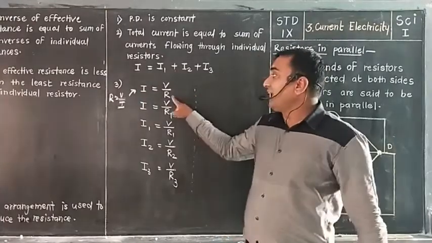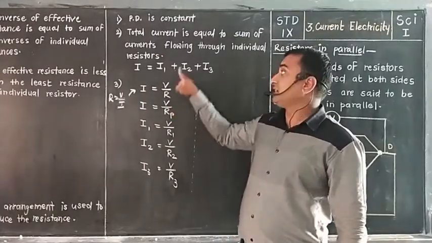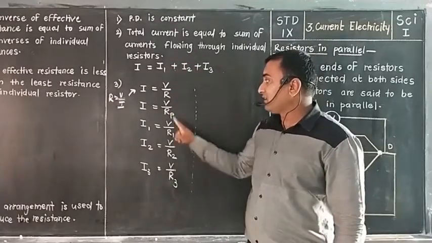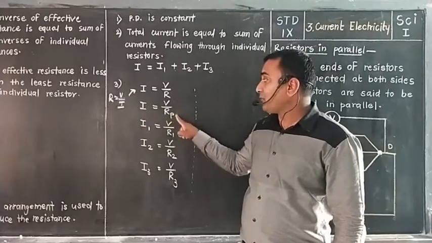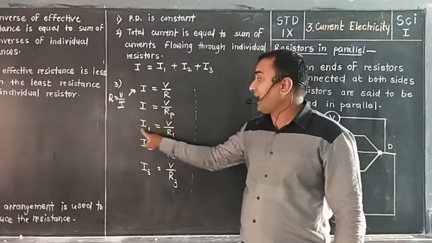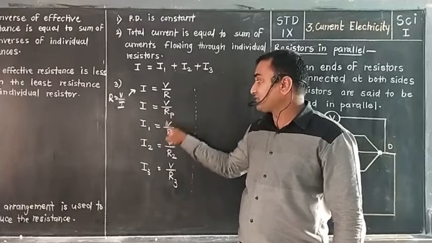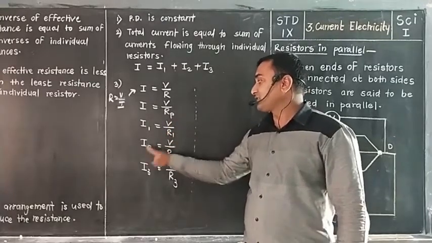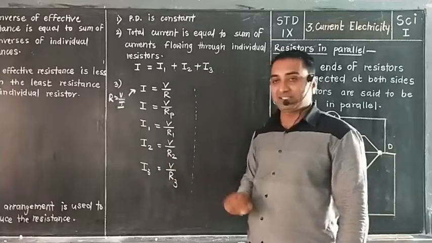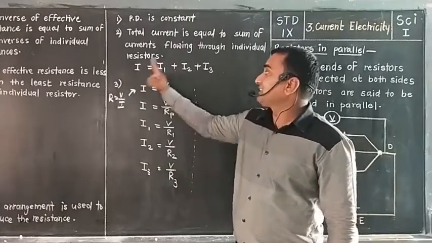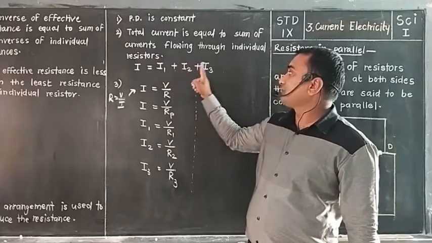So here R is not an ordinary R. Here we have connected them in parallel, so we have taken RP. So when I is equal to V upon RP, then definitely I1 is equal to V upon R1, I2 is equal to V upon R2, and I3 is equal to V upon R3. So see here, I is equal to I1 plus I2 plus I3.